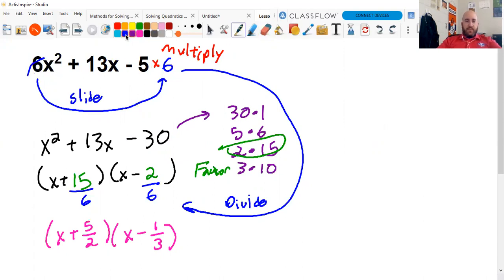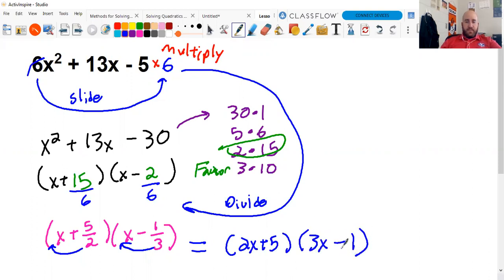So that's even still why at this point, after I simplify, I throw my 2 back out in front. I throw my 3 back out in front. I'm going to get 2x plus 5 times 3x minus 1. And I'm not going to check this one. If you want to, you can.